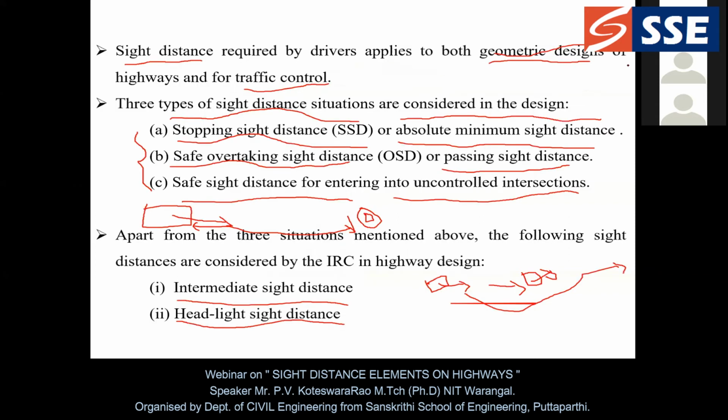And IRC has given another two terminologies for this, that is intermediate sight distance and headlight sight distance. These two are other important observations. We will see these two in the next slide. Later we can go into detail about the stopping and overtaking sight distances.